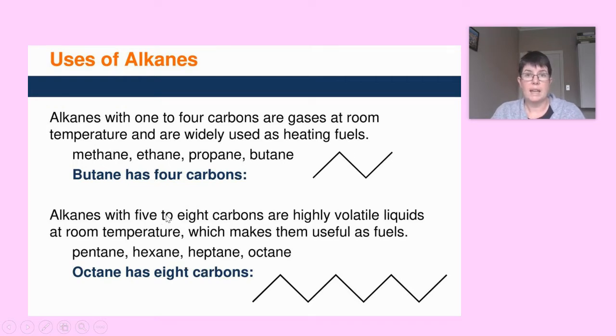Alkanes with 5 to 8 carbons are highly volatile liquids. That means they're easy to turn into a gas, but they are liquids at room temperature, and they make very useful fuels. So we've got pentane, hexane, heptane, and octane. And the petrol that we buy at the service station is usually a mixture of different alkanes. And the higher the octane rating, the more octane there is in it.